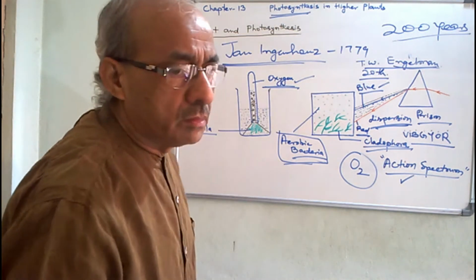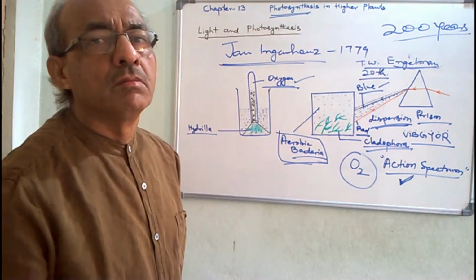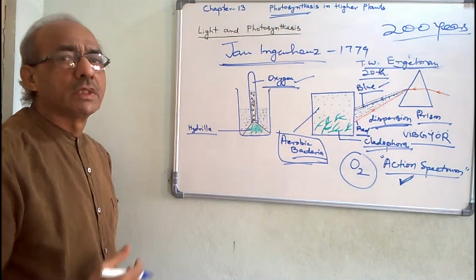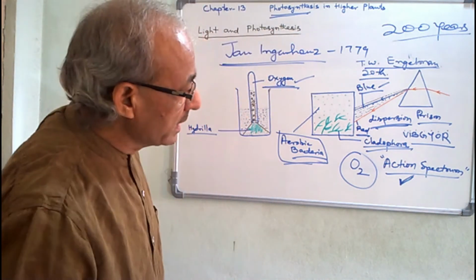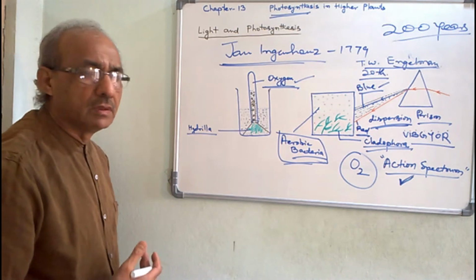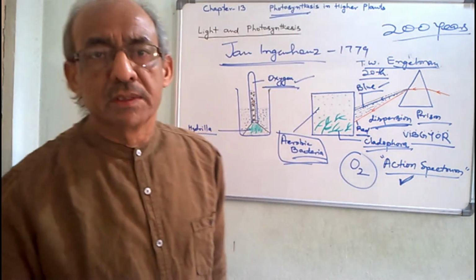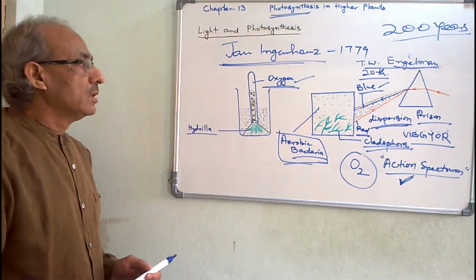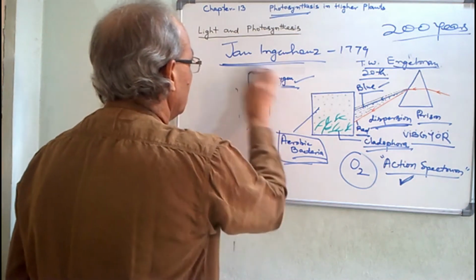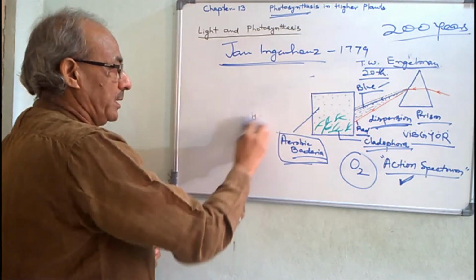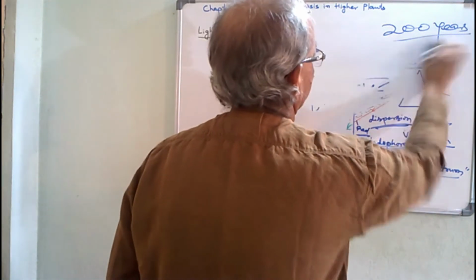Later on, the absorption spectrums according to the type of chlorophylls were discovered. More or less, the action spectrums and absorption spectrums resemble each other. Now we will discuss certain other experiments done by other scientists in the field of the study of photosynthesis.